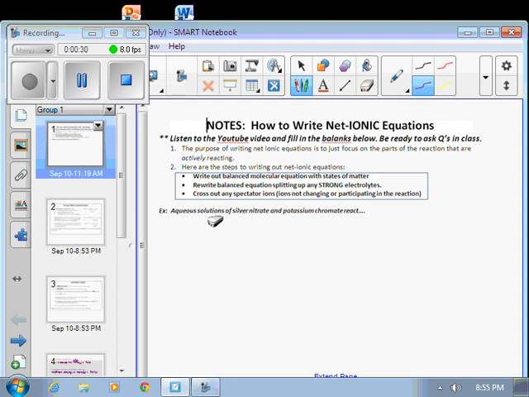It says aqueous solutions of silver nitrate and potassium chromate react. Okay, so if you look at these three bullets, the first step is to write out the balanced molecular equation with states of matter. That's just doing what you normally do. So let's try it. Silver nitrate.